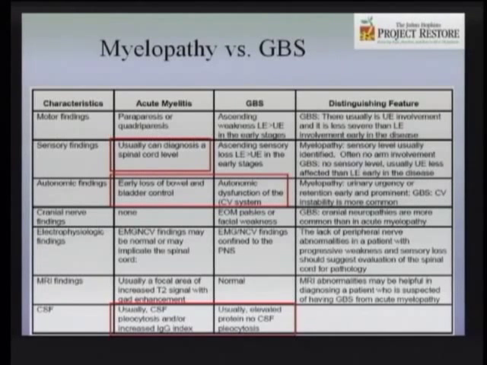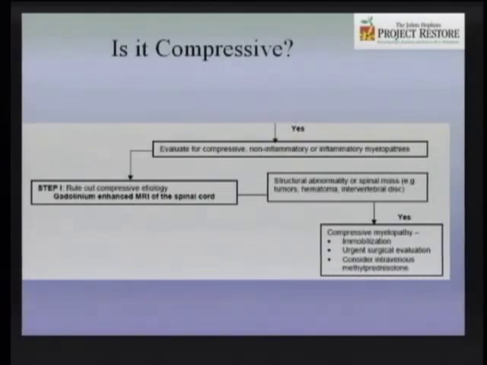In Guillain-Barré, you don't see white blood cells. All you see is an elevated protein. So those are the ways that you can usually distinguish between these two. Okay, so the first step now, we've defined this as an acute myelopathy.